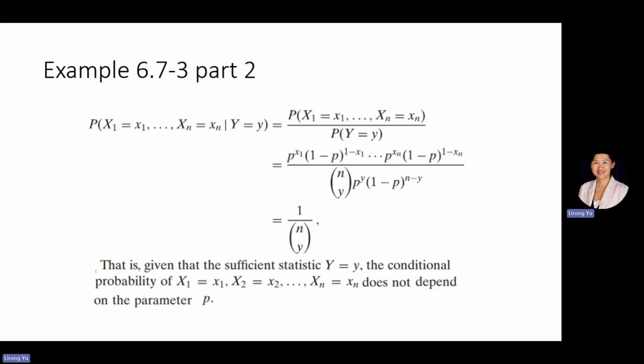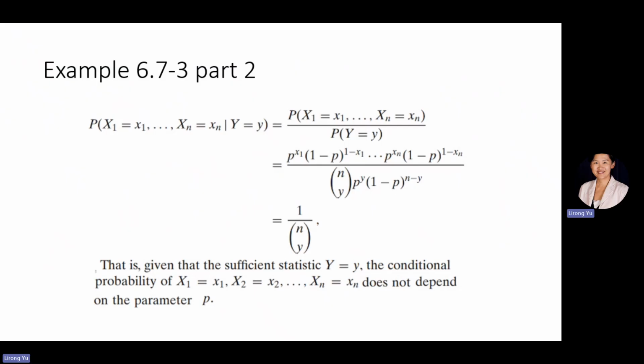Right, this is a conditional probability. So based on the conditional probability formula, the denominator is the probability y equal to y. The numerator is the individual probabilities, and because of independence, it can be calculated this way. The denominator is actually a binomial example: y successes out of n trials. So we would have a binomial probability of n choose y, p to the power y, 1 minus p to the power n minus y. The numerator is a pure Bernoulli probability. And then you can see many of the common factors will cancel. So the only thing we are left with is 1 over n choose y.